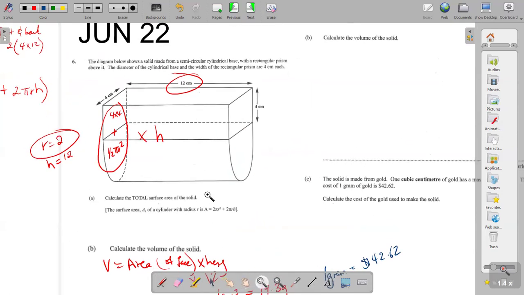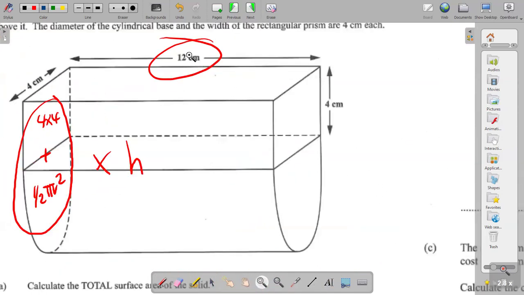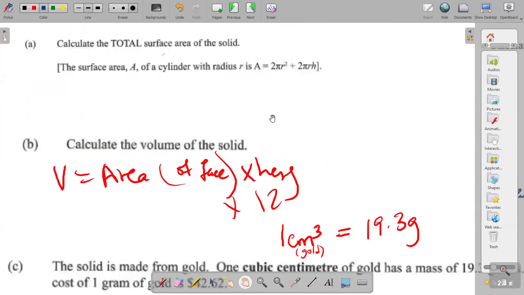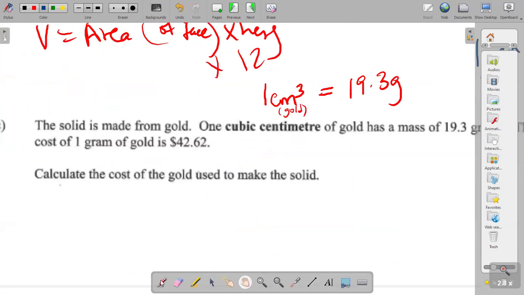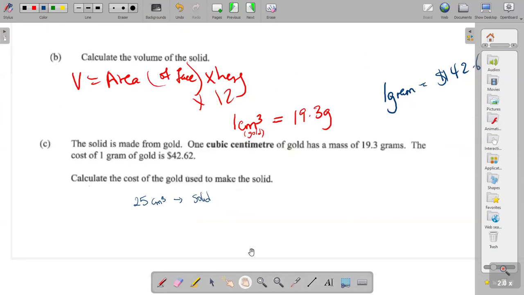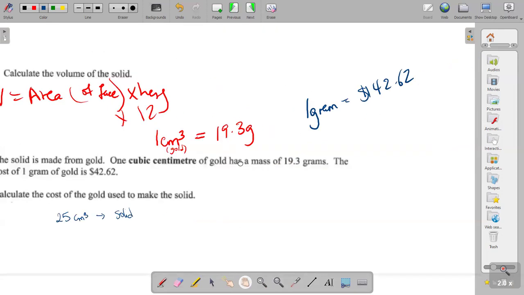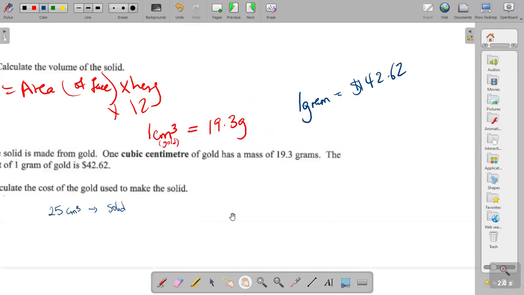And everybody know why it's going to be 25 centimeters cubed, right? Because the dimensions we were given were in centimeters. So let's say our answer was 25 centimeters cubed. So 25 centimeters cubed is the solid. Everybody with me so far? How do I calculate the cost of that? First find out how many grams this is, and then from the grams find out the cost.